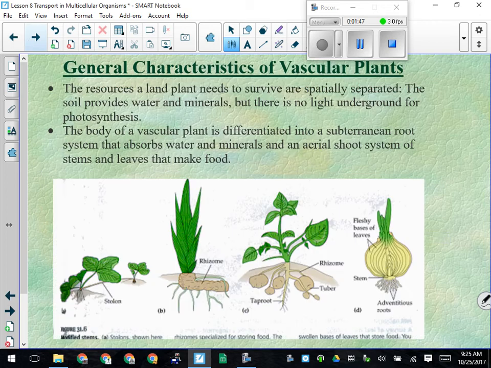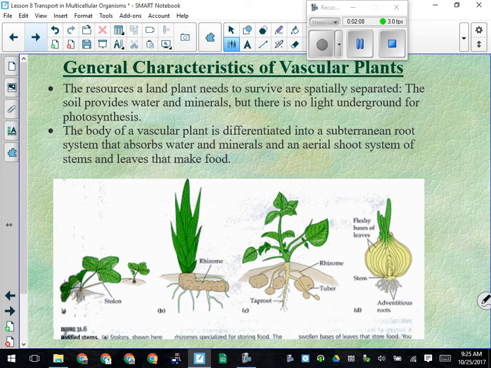So the big problem that a terrestrial plant faces is that the resources it requires are spatially separated. That means they are not in the same place. The water and nutrients are in the ground. The light, oxygen, and carbon dioxide are above the ground. That creates a problem.